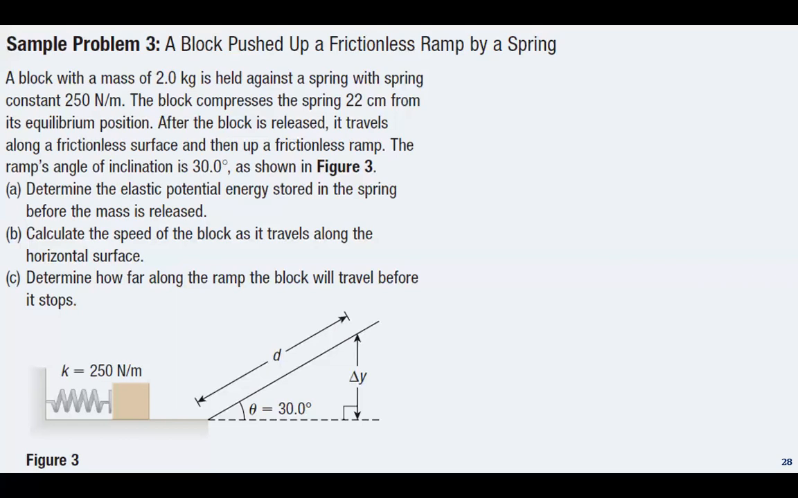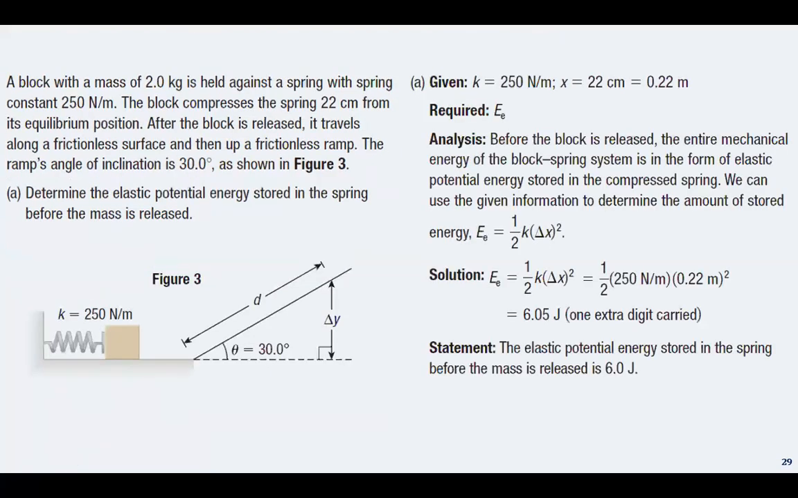Okay, let's have a look at the first question. Determine the elastic potential energy stored in the spring before the mass is released. This is straightforward, right? We know k here is 250 newtons per meter. x is 22 centimeters, which is 0.22 meters, right? And we want to find the elastic potential energy E.